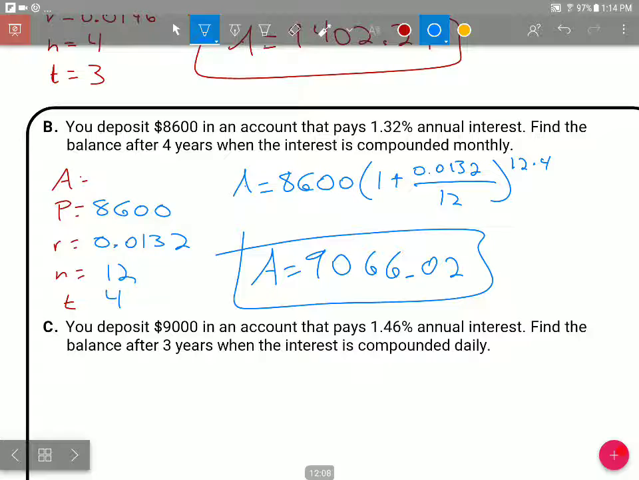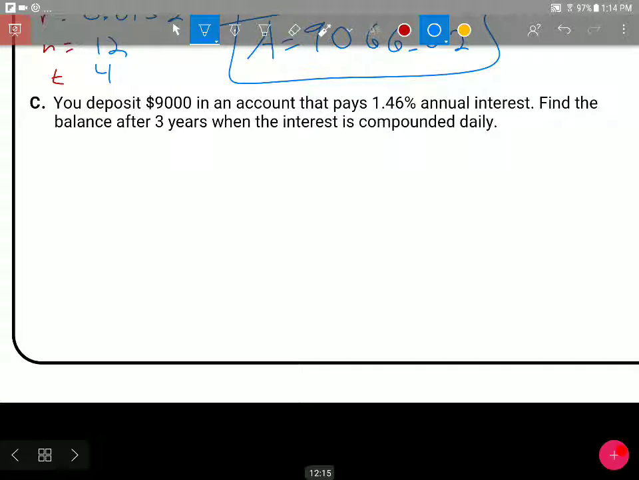All right. Save. Sweet. Slide down. Let's do the last one. Now, I'm going to switch the last one up just a little bit. I'm going to change the way it reads. I'm going to scratch out the part about an account that pays 1.46, find the balance.